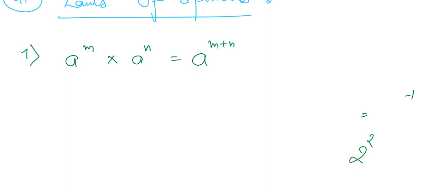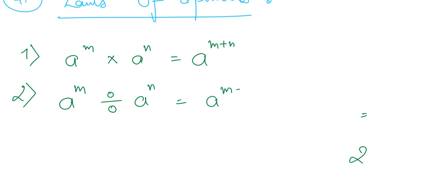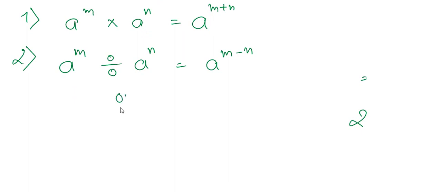So this was my first property. Let us discuss another one. The second property is, if I have a raised to the power m, and in place of multiplication I divide by another exponent having the same base but with different exponent, I would get a raised to the power m minus n. Or I can write it as a raised to the power m divided by a raised to the power n. The divide sign only signifies that it's lying below the fraction, so I'm just using another convention for writing my division operation.